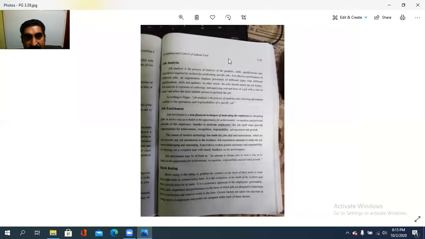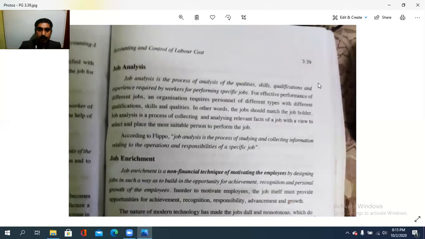Next, some terms, job analysis. Job analysis is the process of analysis of the qualities, the skill, the qualification and the experience required by the workers for performing specific jobs. For the effective performance of different jobs, an organization requires personnel of different types with different qualification, skill and quality. In other words, the job should be matched to the job holder. Job analysis is a process of collecting and analyzing relevant facts of a job with a view to select and place the most suitable person to perform the job.